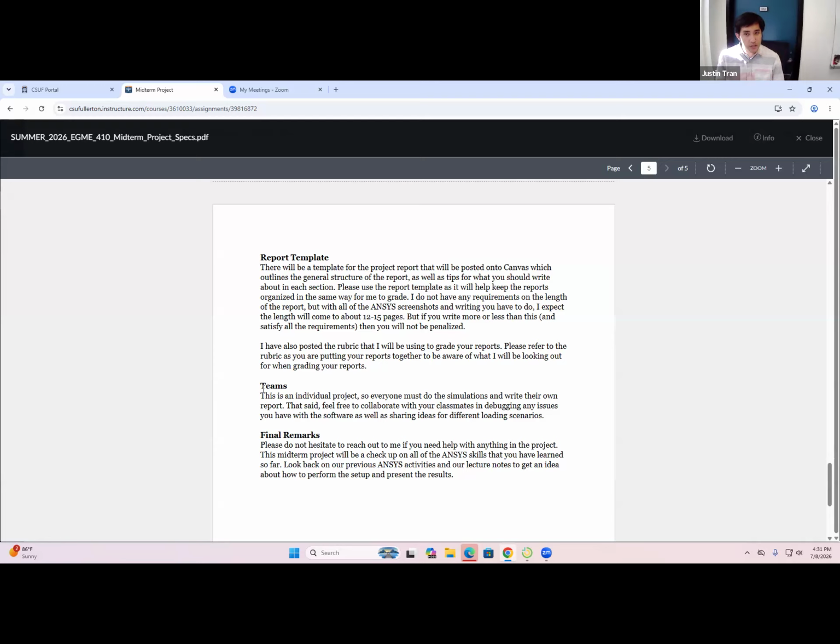Teams, there are no teams. This is an individual project, so everyone has to do their own simulations and write their own report. Okay. With that said, this is the first time where we're going hands off, so I'm not going to be really helping you with the meshing or the boundary conditions. Definitely feel free to bounce ideas off your classmates, talk about some issues you're having. Maybe you're having problems with the mesh, and a classmate can help with that. So feel free to do that, but don't copy. I am going to be checking, and I have a very good memory. If I read reports where you have the exact same boundary condition scenarios as someone else, that's very suspicious to me. Okay. So make sure you're coming up with your own ideas for the project.